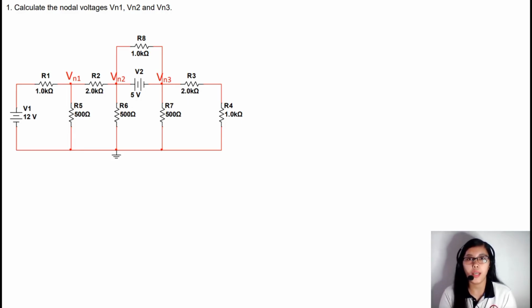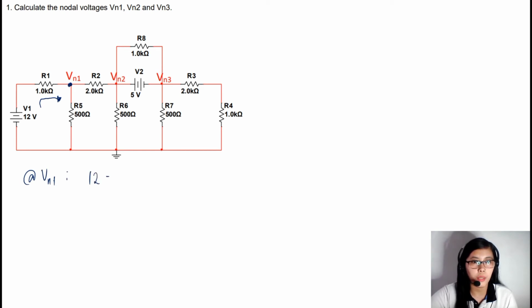Okay, so we have here a circuit and we're asked to calculate the nodal voltages Vn1, Vn2, and Vn3. So let's start with creating equations. At Vn1, this is the node Vn1, and we will consider all the currents that enter and leave this node. From here, the flow of the current is to the right since this is positive, and let's write this at Vn1. So we have 12 minus Vn1 over 1 kilo ohm.